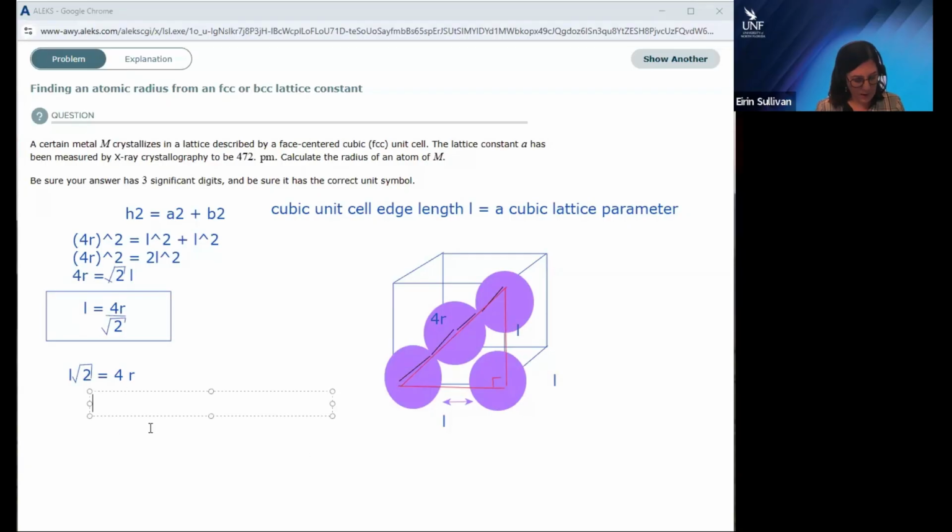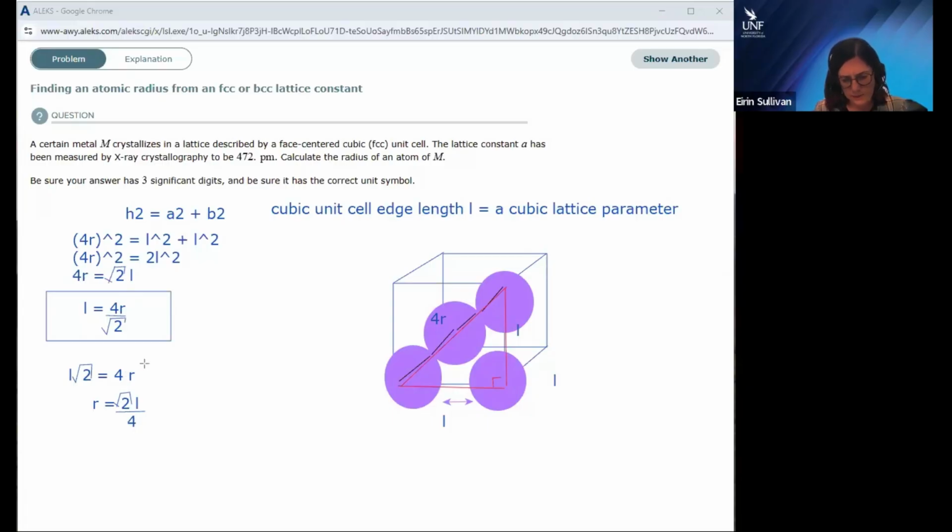So my final relationship is going to be R equals root 2 times L over 4. That's a 1, not an L. And I think I should actually be able to simplify that even more. This would be fine, that's going to work absolutely fine. But you can actually further simplify it.